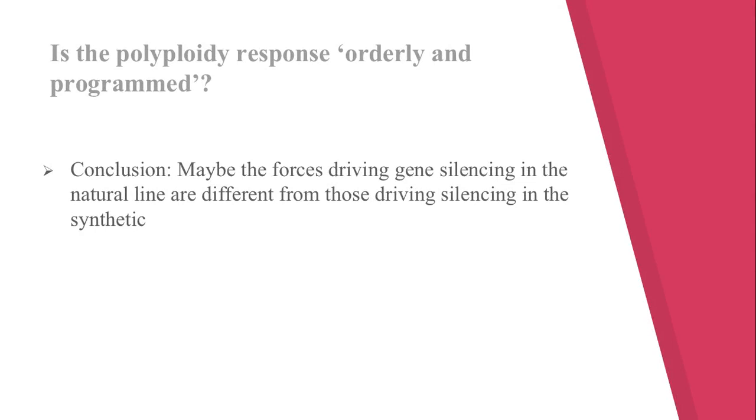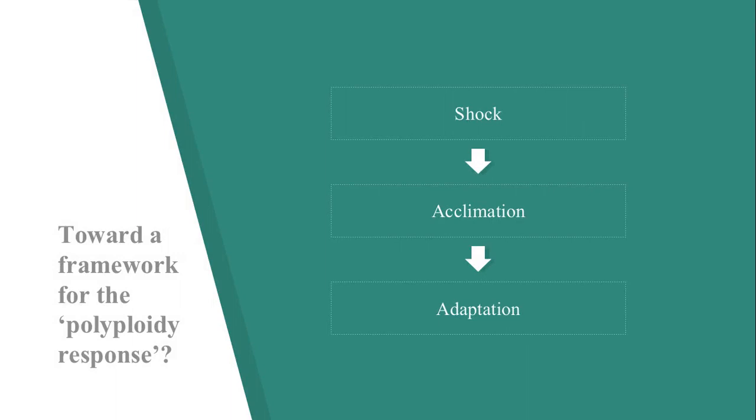And so the conclusion that I draw from this is maybe the forces driving gene silencing in the natural polyploid are different from those driving gene silencing in the synthetic polyploid. Which brings me to my final slide and the idea that we may be able to start sketching out the trends in a polyploidy response. So initially, gene expression change is driven by these more kind of housekeeping factors related to genome structure and maintenance.